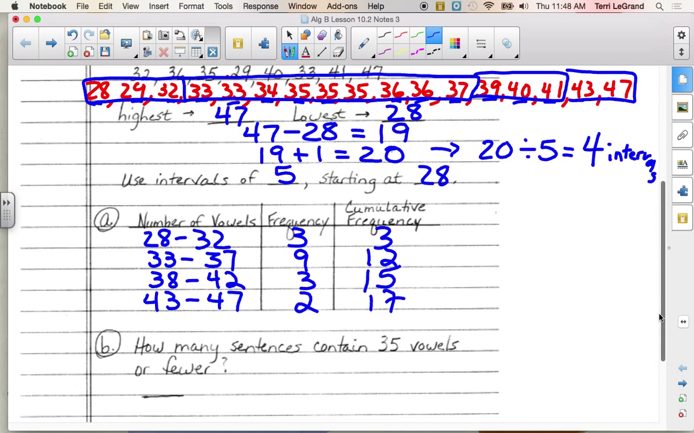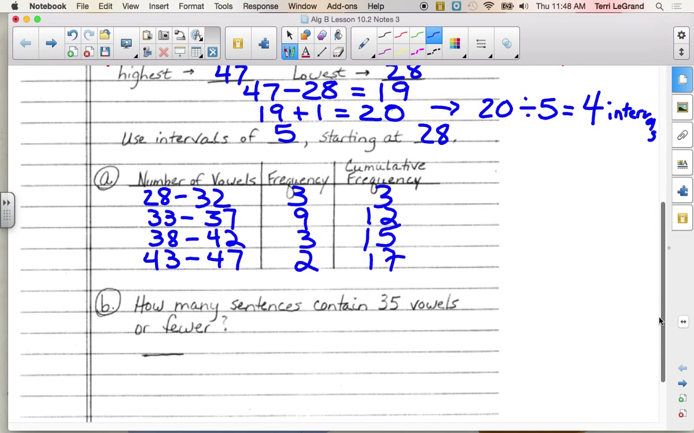Now we're going to use our cumulative frequency table to answer a question. The question is, how many sentences contain 35 vowels or fewer? Can we actually use our frequency table? No. Why not? Because we don't have an interval that ends at 35, do we? If we had an interval that ended at 35, then we could just use the table. What are we going to have to use? We're going to have to use our data, our ordered list, aren't we?